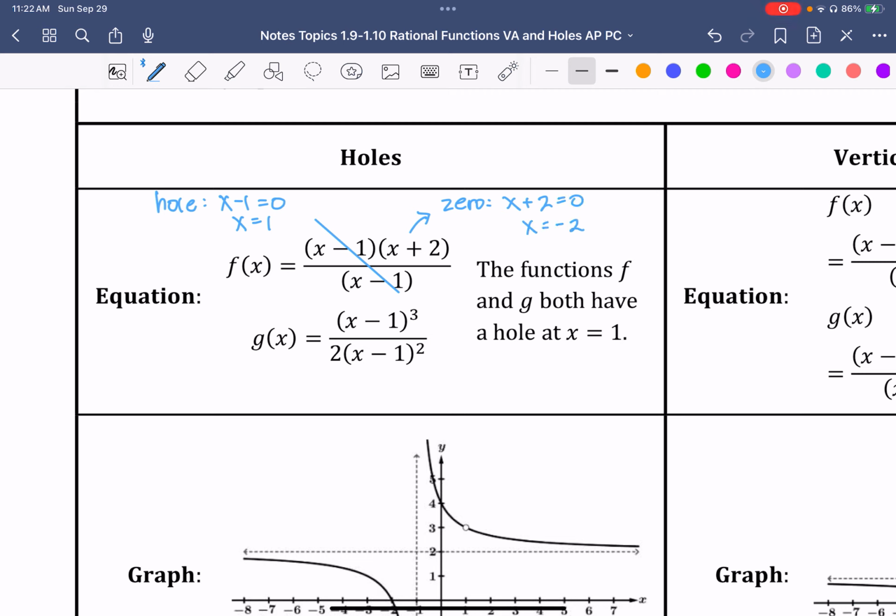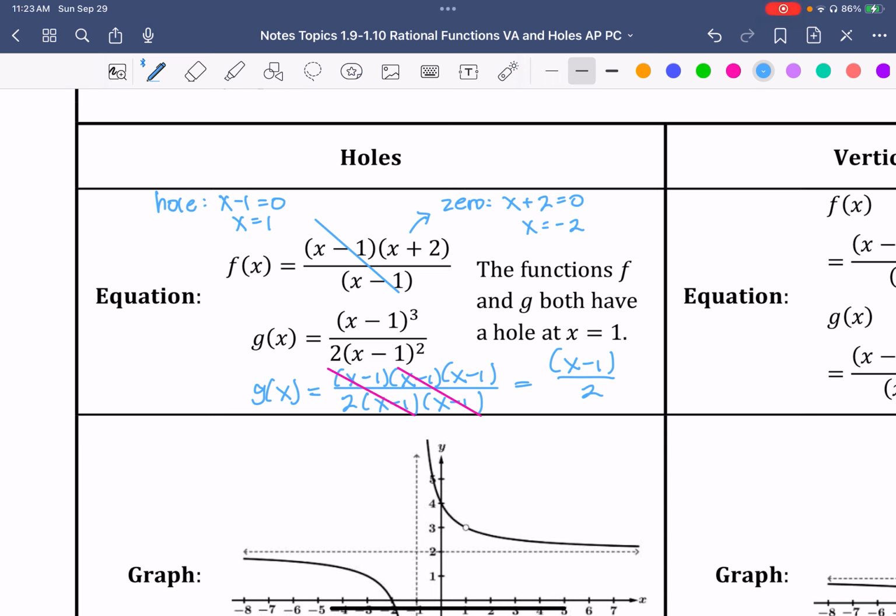Okay? Now, there's another example, g of x equals x minus 1 cubed divided by 2 times x minus 1 squared. If you wanted to write this out, x minus 1 cubed means that you're multiplying x minus 1 by itself 3 times, and in the denominator, we're multiplying it by itself 2 times. If you write it out this way, you'll see that this x minus 1 cancels out the one down here, and this one cancels out one there. So what we have left over is an x minus 1 in the numerator and a 2 in the denominator.